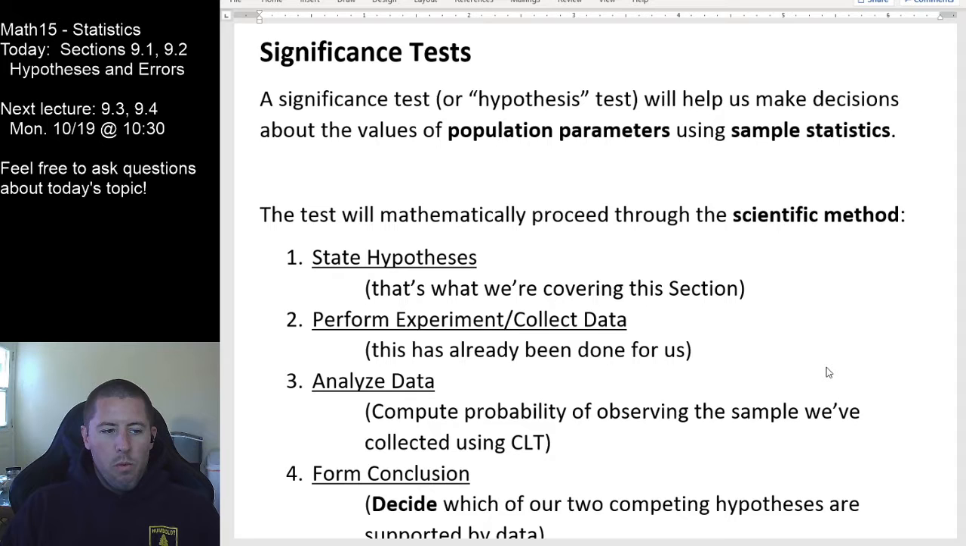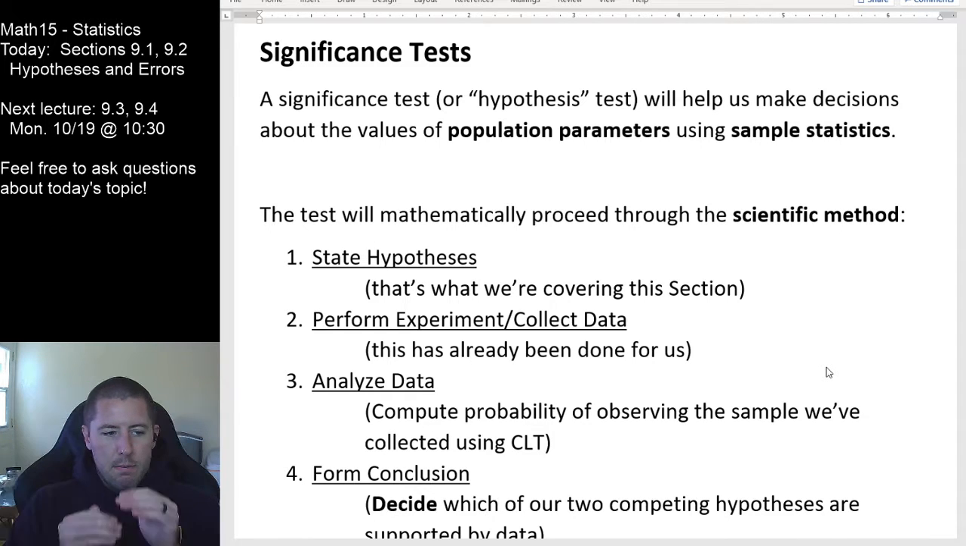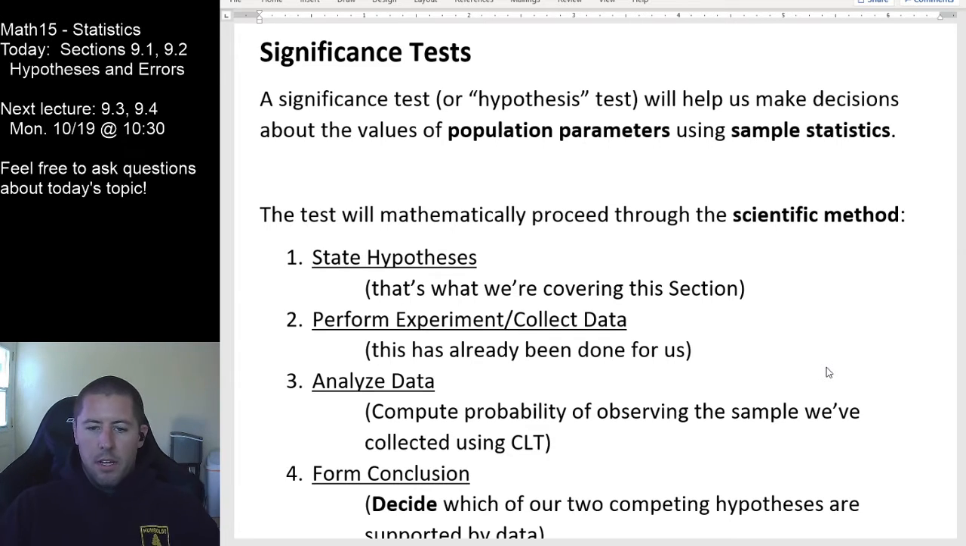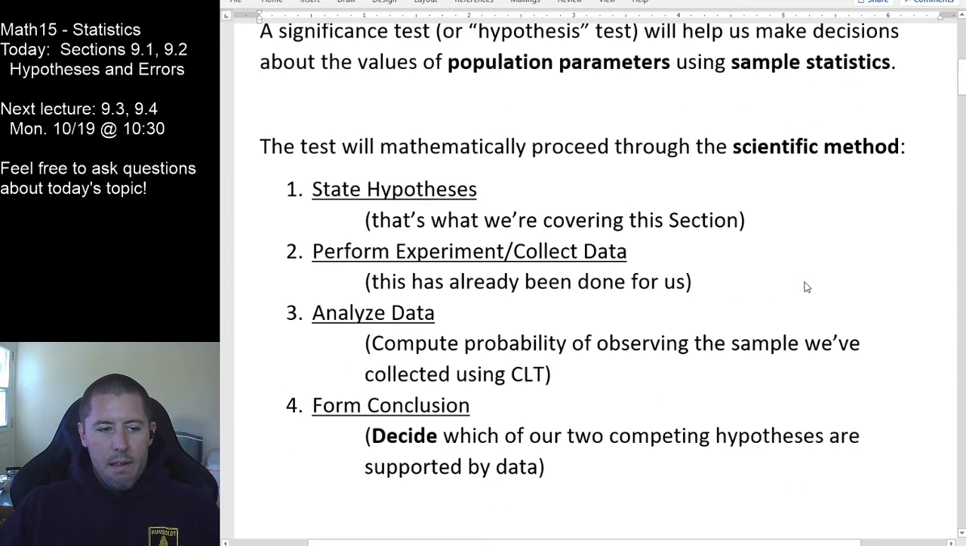What we need to do is be able to take smaller samples and use that sample information to infer something about the broader populations. This is more of an inference thing. Collect a small amount of data, use that data to infer large, broad statements about a population. So our significance test here is essentially the exact same thing as the scientific method.